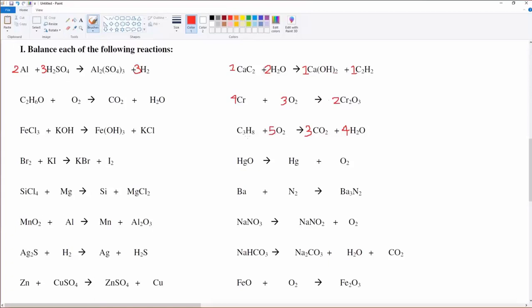Great, Sarah got it. She says I'm going to need three CO2s because I've got three carbons here, four H2Os because I have eight hydrogens here. And then with my three CO2s, I've got six oxygens plus four waters. I have four more oxygens. 10 oxygens divided by two oxygen atoms in the molecule gives me 5 molecules of oxygen. Great. Okay. Let's do this one. Mercury 2 oxide goes to form mercury plus oxygen.